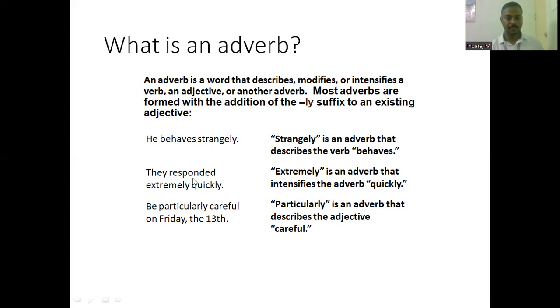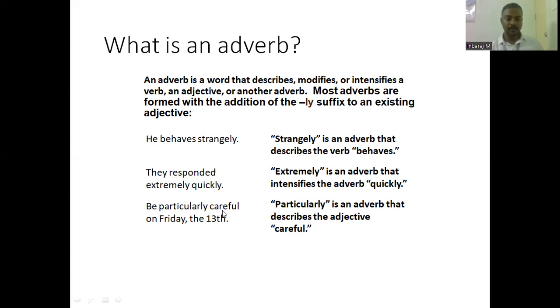They responded extremely quickly. So extremely is an adverb here, and it intensifies the adverb quickly. How was their response? Their response was quick. They responded quickly, and when the adverb extremely is added, it intensifies the already given adverb quickly.